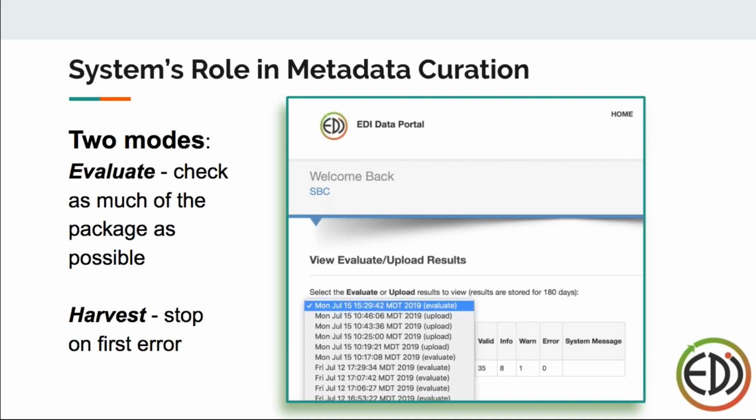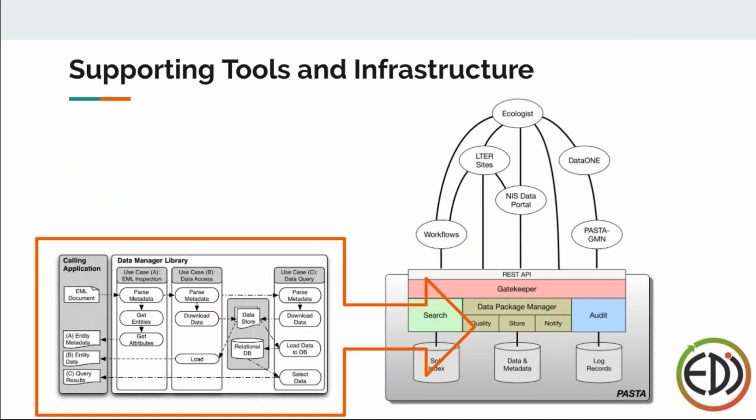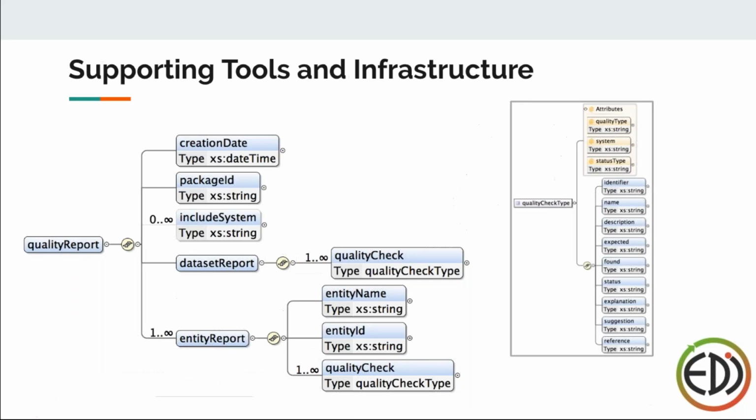So this is the kind of interface you get. The evaluate reports are not stored more than 6 months, I think. The upload reports become part of the data package, so they're there forever. And that means they can be mined and analyzed. I'm not going to talk much about infrastructure because I am not a programmer. But this uses a community resource called the Data Manager Library, which is written in Java, which is part of the quality checker unit of this system called PASTA, which is the repository software.